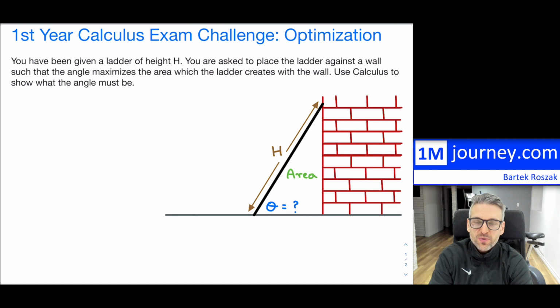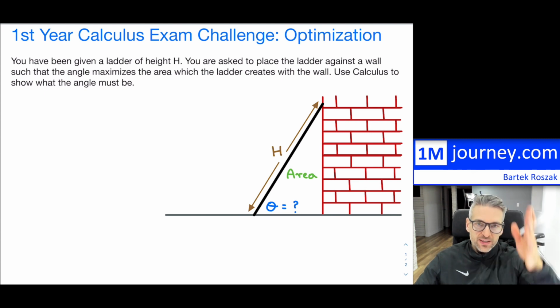Now, I basically wanted to show you this example, and let's see if you can solve this. You can, of course, pause the video and see if you can do it on your own. So the main idea is that you've been given a ladder standing against the wall. It makes basically a triangle, as you can see there. That ladder, we don't know what the height is. We just know that it's of height h. And you are asked to place the ladder in such a way that it maximizes the area which the ladder makes with the wall itself.